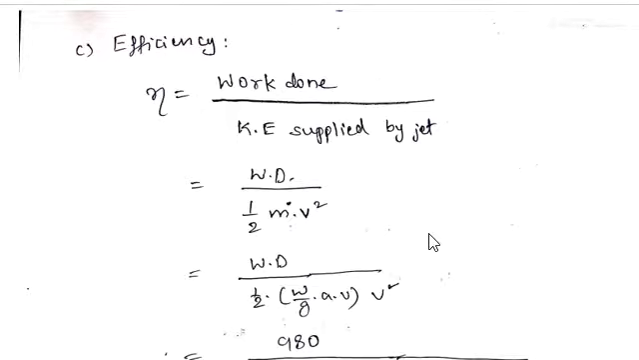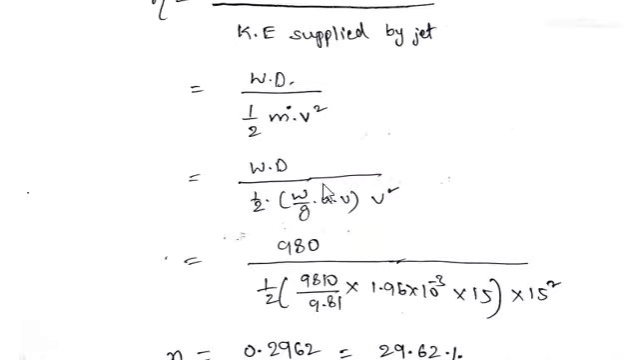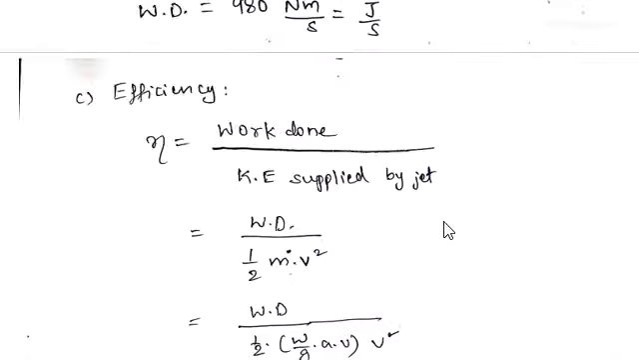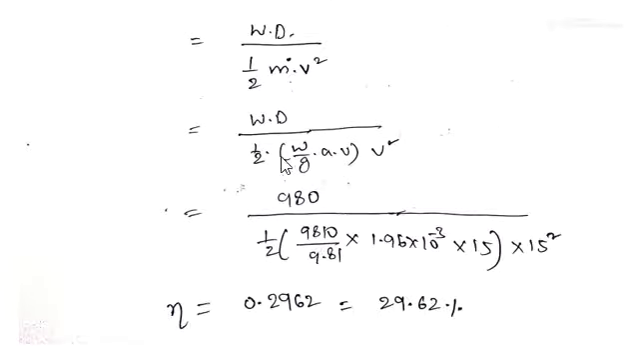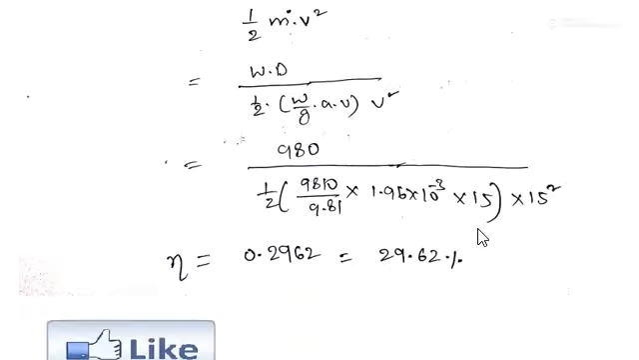So when you write this and simplify, work done per unit time we calculated in the previous step as 980 joules per second, and here half into, w is 9810, g is 9.81, a is 1.96 × 10^-3, and v is 15, and here also v square means 15 square. When you substitute and simplify, we get the efficiency of the jet as 0.2962, or when you multiply by 100 it is 29.62 percent. So this is a way to solve this kind of question.